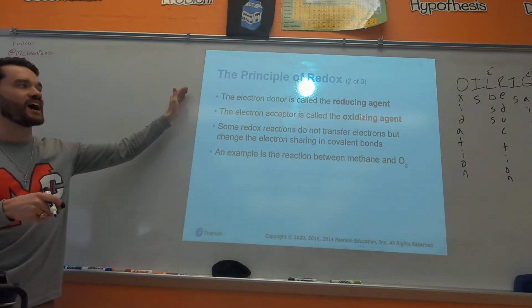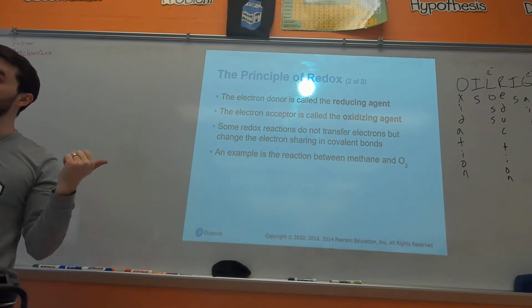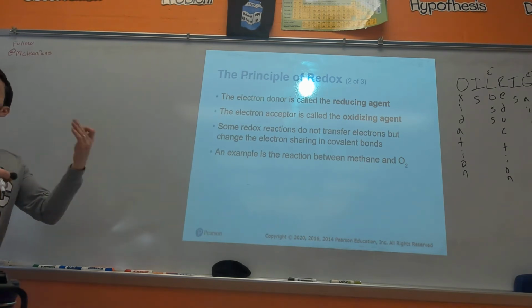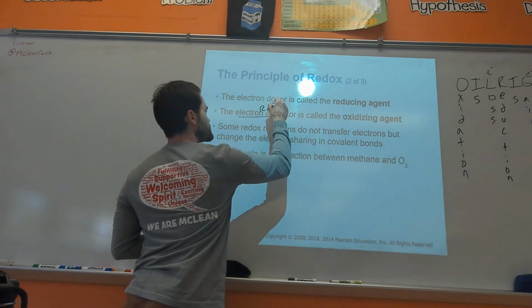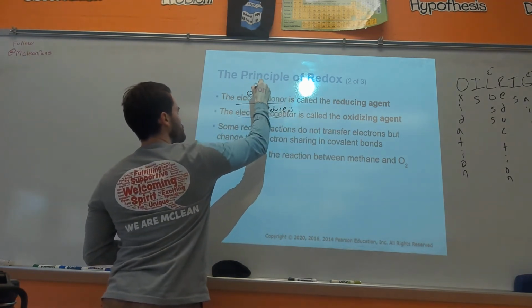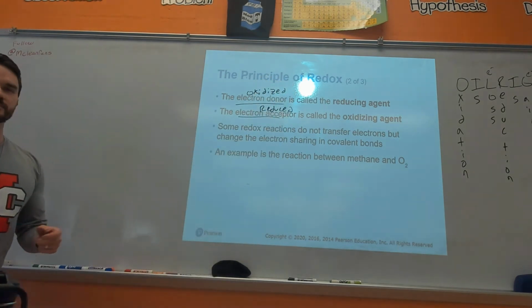All right, first two bullet points here. As I said, whatever got oxidized, whatever is donating the electrons, that's the reducing agent. Whatever accepted the electrons or got reduced, that's the oxidizing agent. Whatever is the donor, that's what got oxidized. That is the reducing agent. That's backwards.